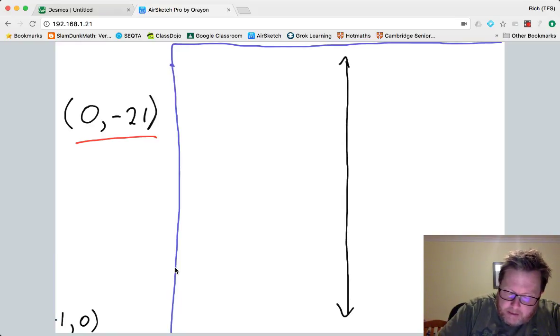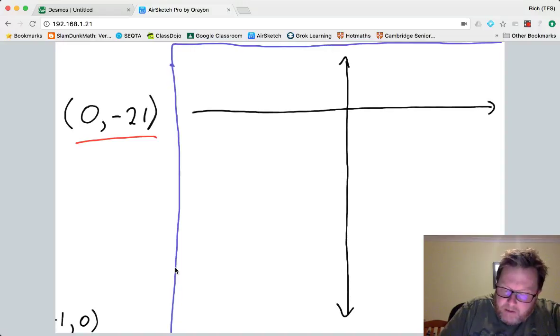with the x-axis just cutting up the top here. I'm definitely not going to get it in the right scale, but I'm going to do my best to make it look at least halfway decent. So my critical point is 0, -21 for the y-intercept. So I'll stick -21 there. And it was -1, 0 for the x-intercept.